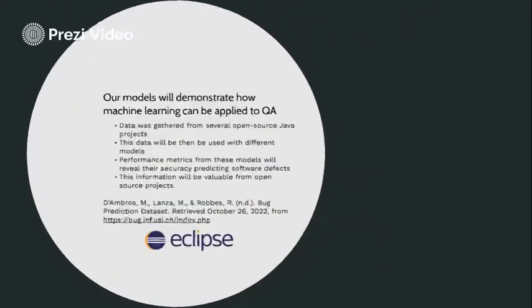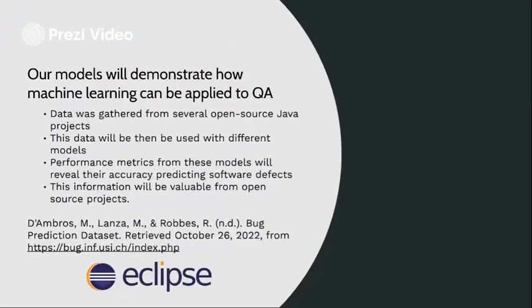Finally, in our conclusion, we're applying machine learning to determine the likelihood of bugs or errors occurring in different things. So how well does machine learning detect errors? Our data, once more, is collected from several open source projects, and then this is being used with our models to then predict when error detection will happen.